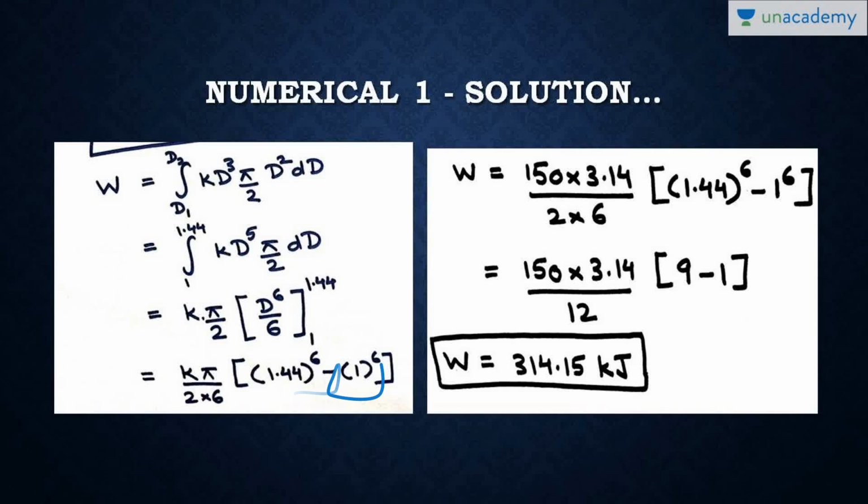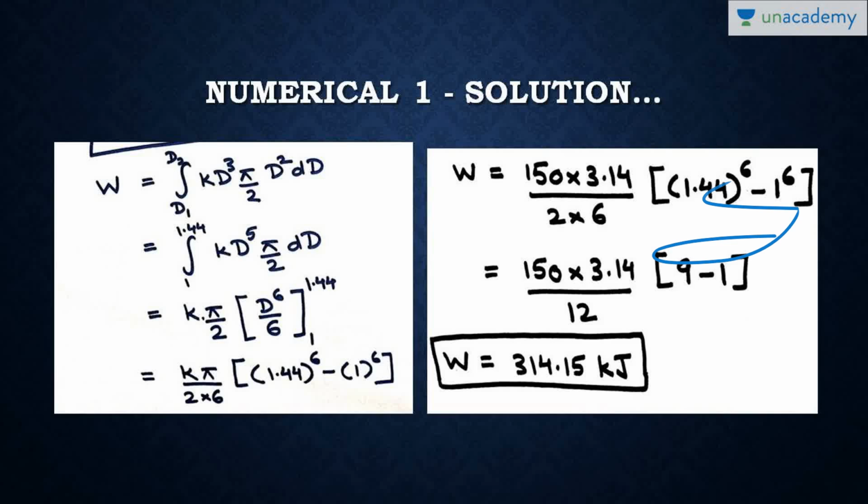So the work transfer is, well, the value of K we have already found, which is 150, pi is 3.14, upon 2 into 6, into bracket 1.44 raised to power 6 minus 1. So the work transfer in this particular numerical is 314.15 kilojoule. Please go through this numerical because this is very important. What we have done here is simply apply the concept that work transfer is equal to integral P dV.